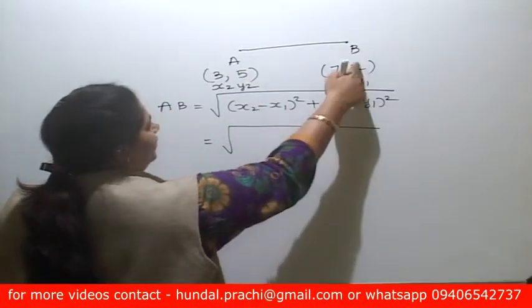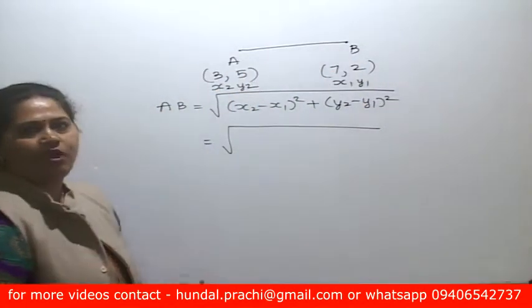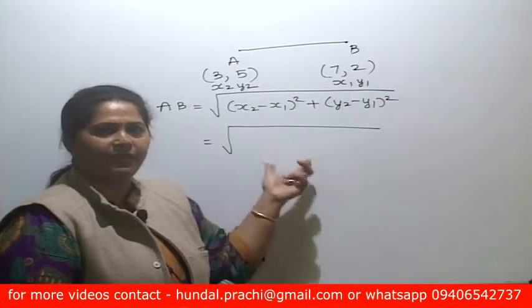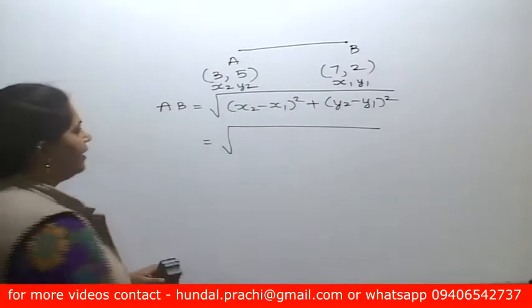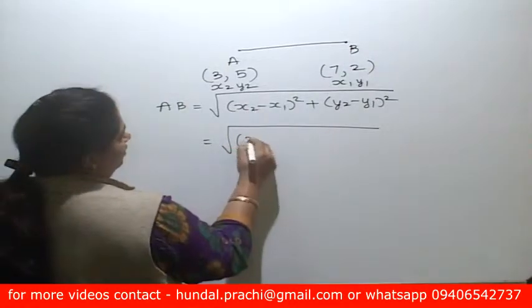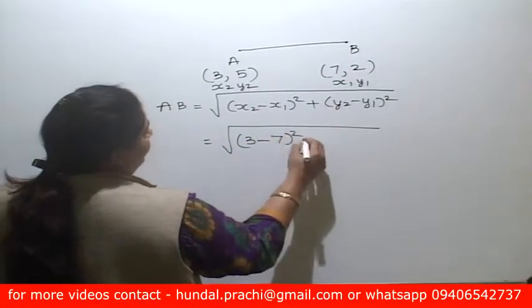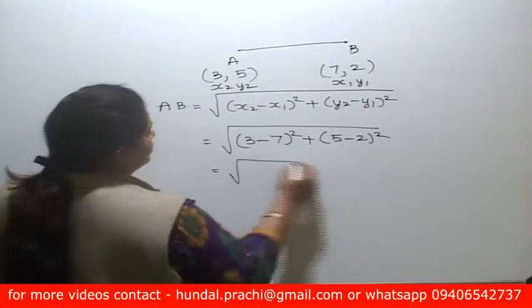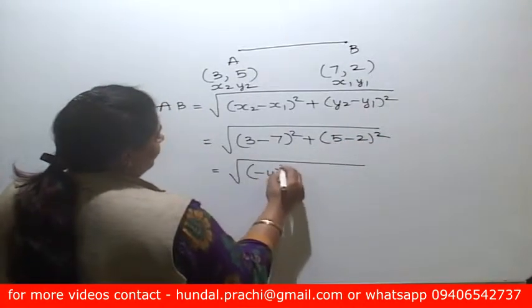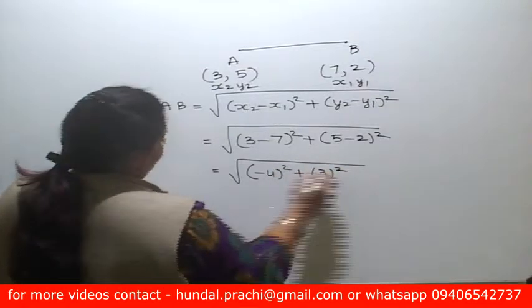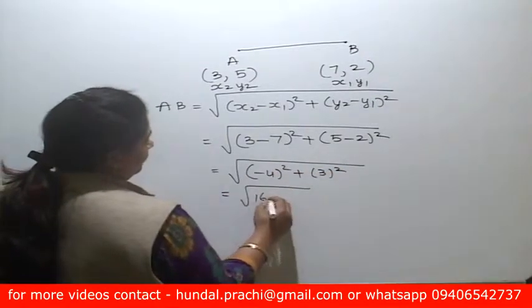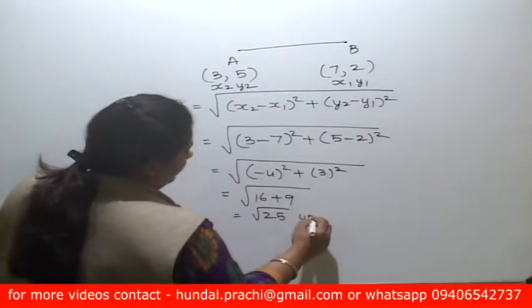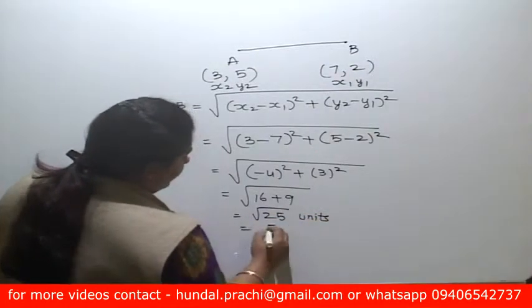Instead of finding AB, you can find out BA also, because we have learned from smaller classes that distance between A and B is same as distance between B and A. So here if I change the numbering and then find the value according to formula, then also distance between the points will be 5 units only. Okay, so this thing is clear to everyone, that is 5 units.